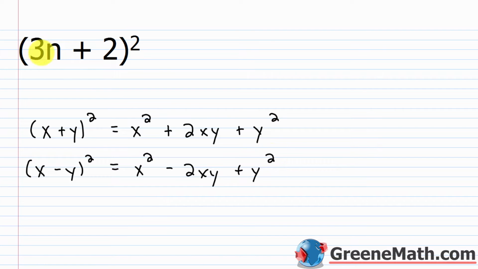So to kind of match this up, if I have 3n plus 2, that quantity squared, I'm going to take the first guy, which is 3n, and square it. So 3 squared is 9. If I square n, I get n squared. Then plus, I would have 2 times 3n times 2. 2 times 3 is 6. 6 times 2 is 12. So I'd have 12 times n, or just 12n. Then lastly, plus the last guy, which is 2 squared. 2 squared is going to give me 4. So this ends up giving me 9n squared plus 12n plus 4.